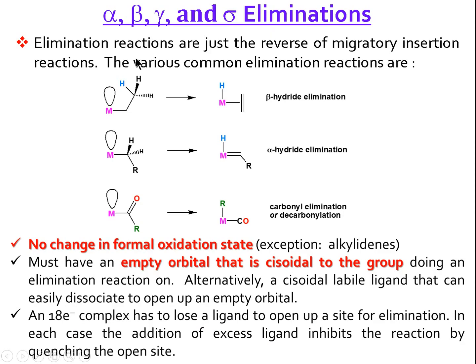Elimination of hydrogen. Elimination reactions, as we said, are the reverse of the migratory insertion reaction. We have several types of elimination. We can have a beta hydride elimination, or the elimination of hydrogen in beta position to the vacant site on M, and we form a metal hydride alkene. So the beta hydride elimination is the inverse of the migratory insertion of H to alkene.